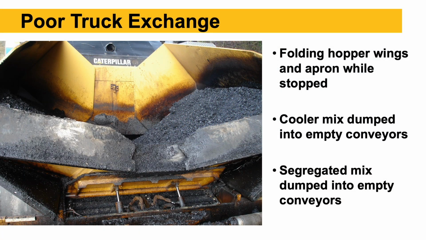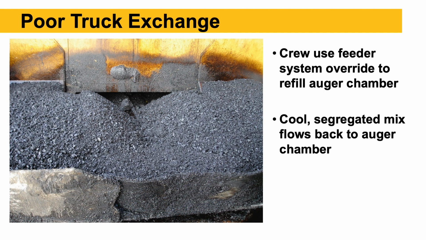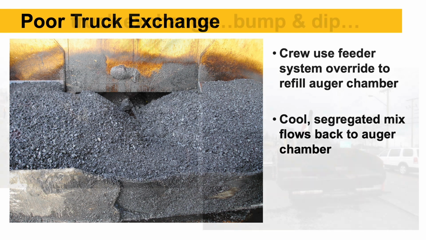Again, this slide just showing a poor truck exchange. They've let the hopper run too low. If you look closely, you can actually see air, see the tunnel where the conveyors go in there. You never want to see that. The mix is too low. It's going to segregate on the mat. Again, just another picture showing the mix running too low. You don't want to see the tunnels.